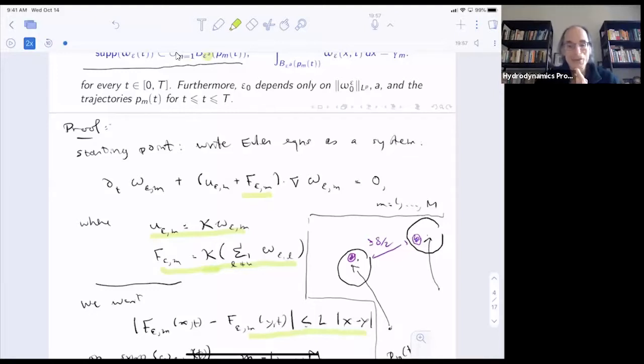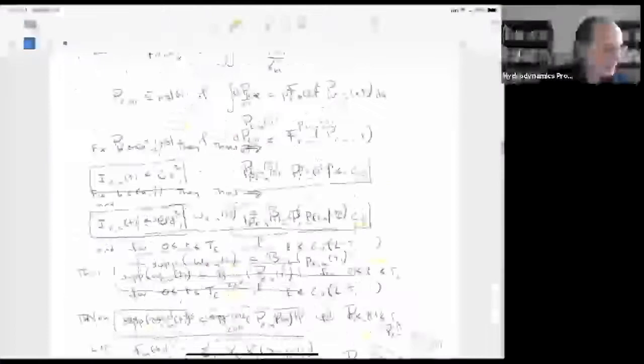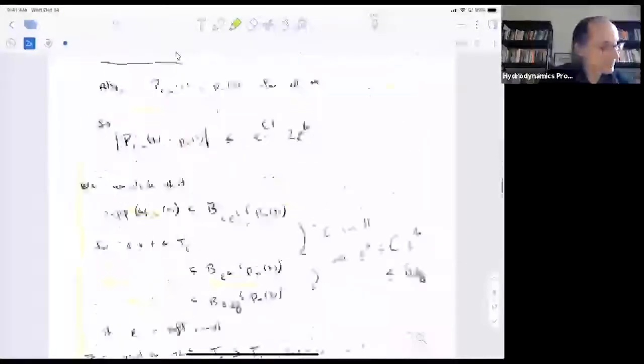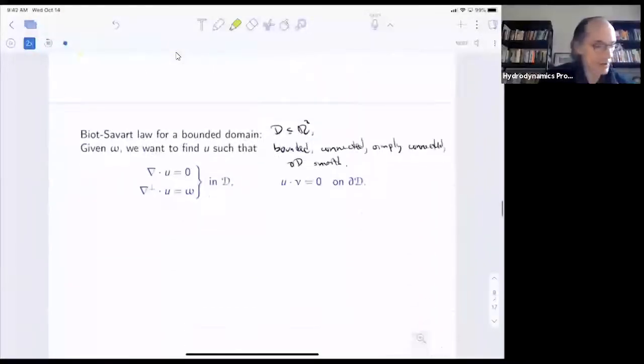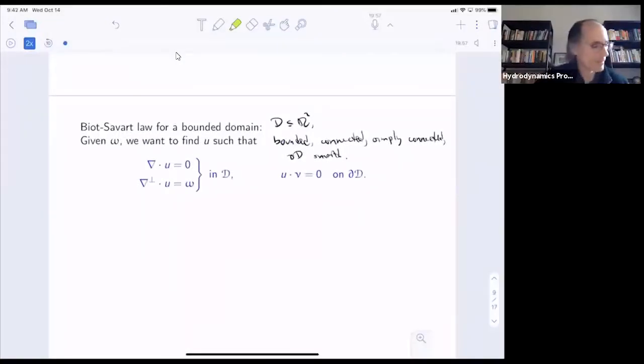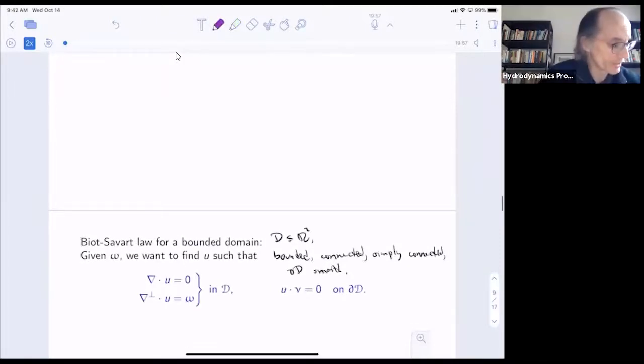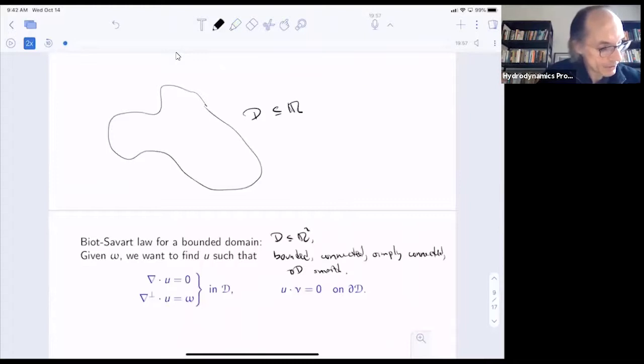Okay, and so let me then discuss a variant of this. And here's the variant. What do I want to do in a bounded domain? So let's draw a domain D. Let's make it a more dignified color. So here's a D in R^2. Let's say it's bounded, connected, simply connected, and with a smooth boundary.